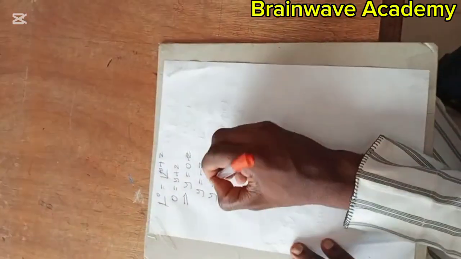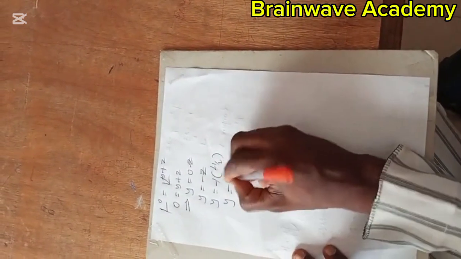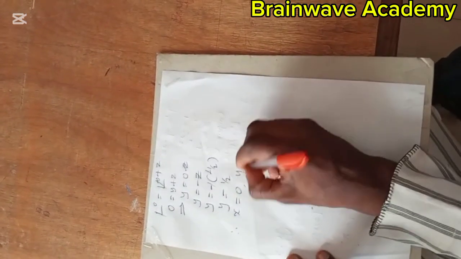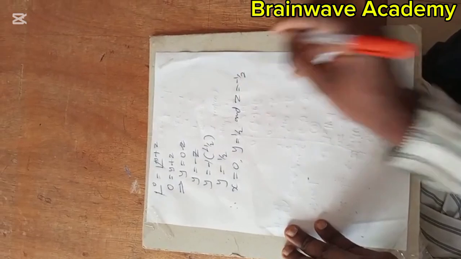We can substitute it, we have minus, open bracket, minus 1 over 2. Minus cancels minus, y is equal to 1 over 2. Now say therefore, s is equal to 0, y is equal to 1 over 2, and z is equal to minus 1 over 2. That is the first question.